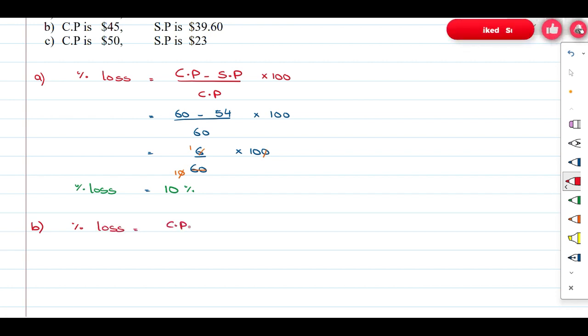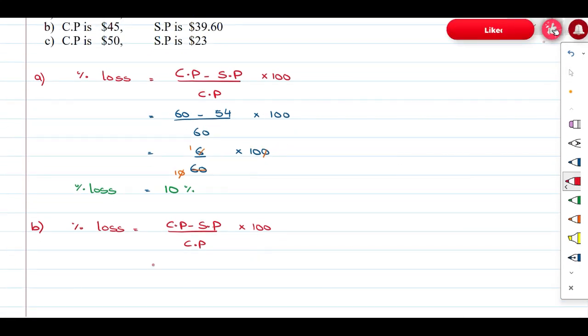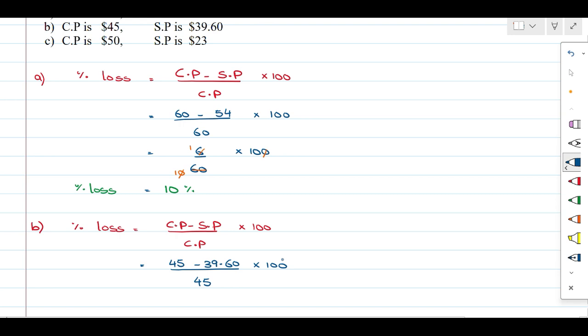From the cost price, you have to take away the sale price, divide by the cost price, and times it by 100. Okay, let me move up. So the cost price is 45 and the sale price is 39.60. All right, this is 45 minus 39.60, divide by 45 and times it by 100.